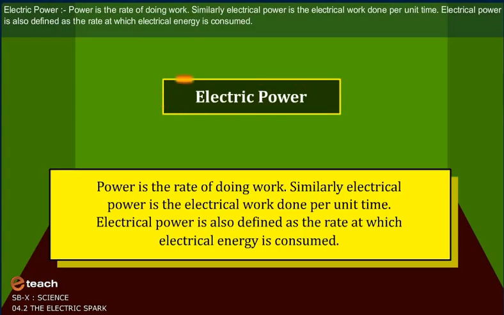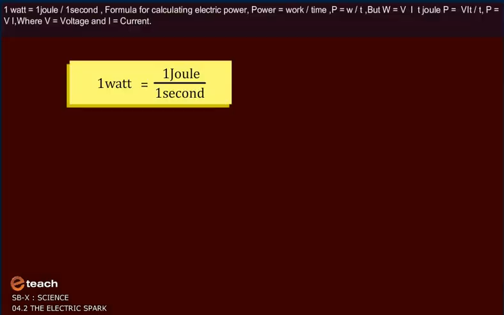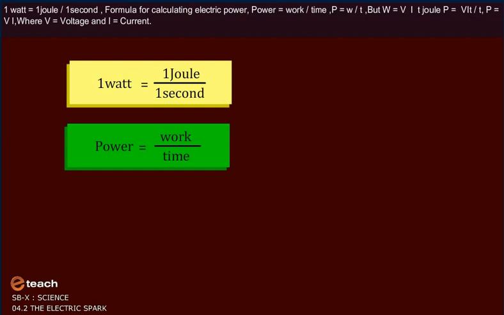Electric power. Power is the rate of doing work. Similarly, electric power is the electrical work done per unit time. Electrical power is also defined as the rate at which electrical energy is consumed. One watt is equal to 1 joule upon 1 second. Formula for calculating electric power is power is equal to work upon time. So P is equal to W upon T.